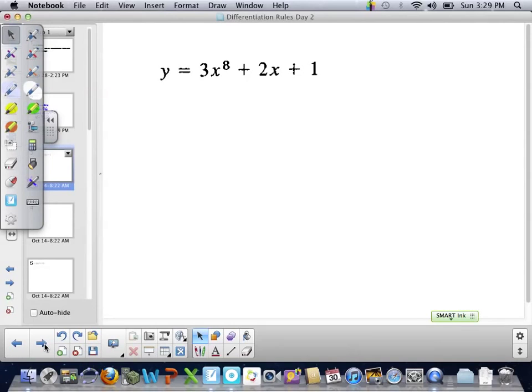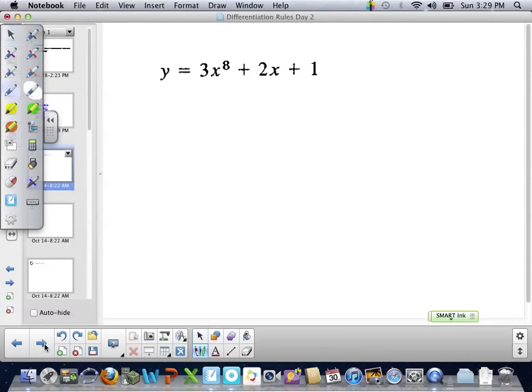We got actually all 4. The first one, y equals 3x to the 8th plus 2x plus 1. It's the sum and difference rule because we got 3 things added together. So we'll take the derivative of each of those 3 things. 3x to the 8th is the constant multiple rule because we got 3 multiplied by x to the 8th. And x to the 8th is the power rule.